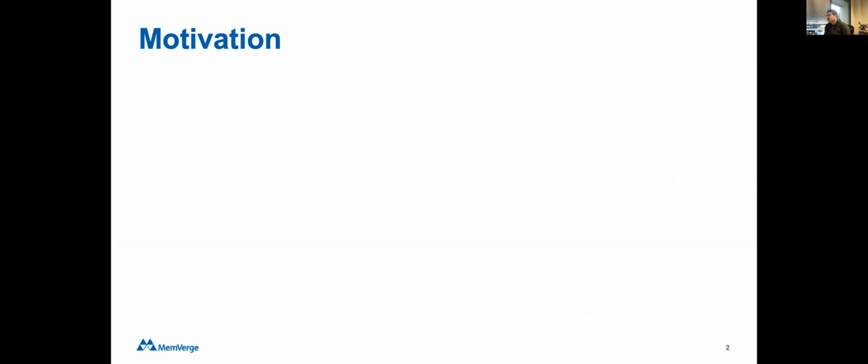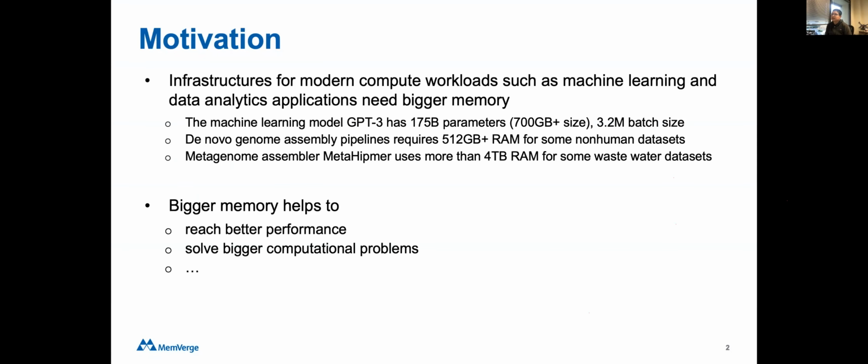So what is the motivation of a company or a product, right? It's very simple, because if you look at modern computing workloads, they just call for more memory. Here are just a few examples that you're probably already familiar with. If you look at the latest machine learning models, GPT-3 is already kind of outdated, but it already has 175 billion parameters, which takes more than 700 gigabytes of memory to hold. And there are newly developed, even larger GPT models, and they also try to use larger batch sizes, so they require more memory.